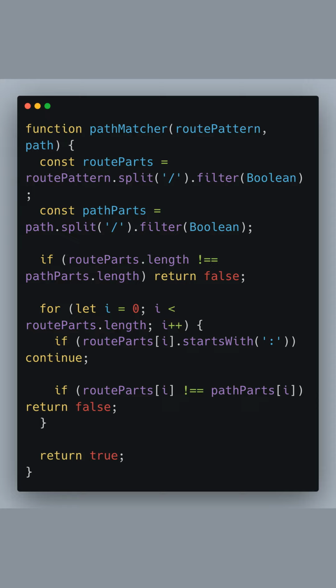Let's start by defining the path-matcher function. This function splits both the route pattern and the path by the slash character and filters out empty strings, which could appear due to leading or trailing slashes.